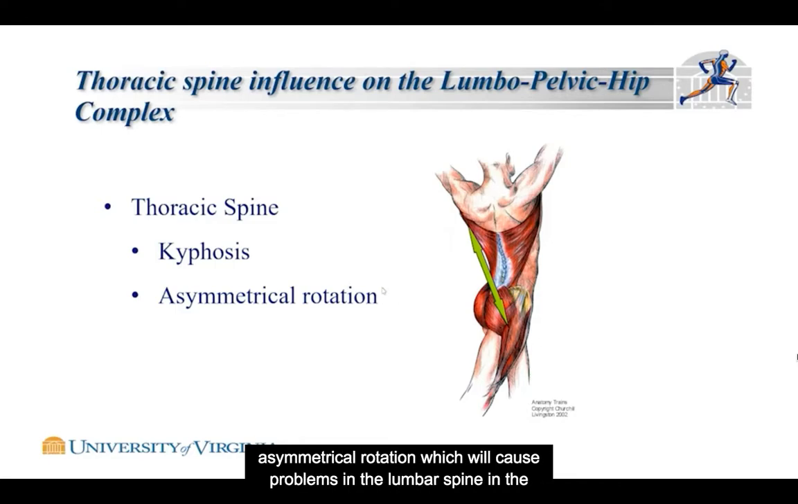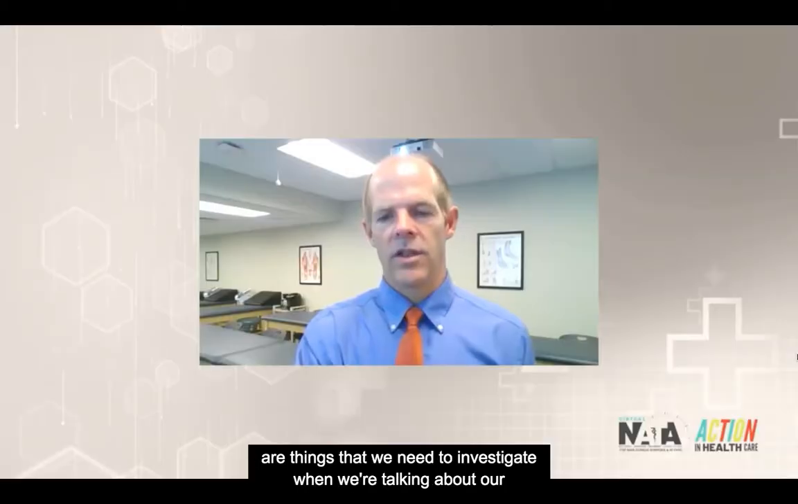Also, this might lead to asymmetrical rotation, which will cause problems in the lumbar spine and in the hips with your throwing athletes, or even athletes that need to get that symmetrical rotation within their pelvis when they perform their sports or perform their exercises. So it's important to look at how the thoracic spine can play into lumbar and hip dysfunction. These are things that we need to investigate when we're talking about our rehabilitation programs or when we design our programs for our athletes.